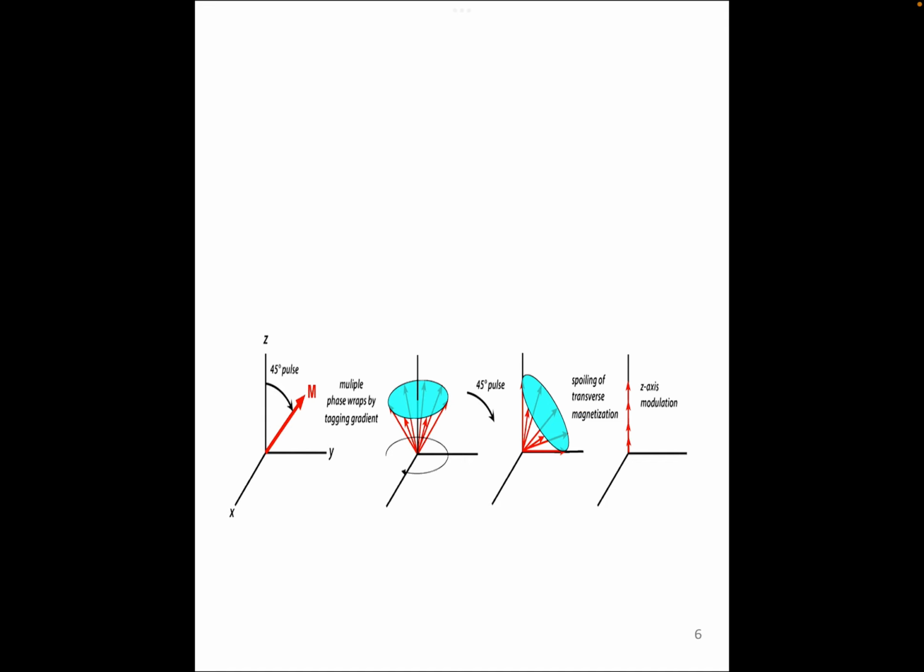Application of a tagging gradient disperses these spins in the transverse XY plane, modulating their phases as a function of position, similar to what occurs during application of a conventional imaging gradient. The tagging gradient is of sufficient size to cause the spin phases to wrap many times around 360 degrees.